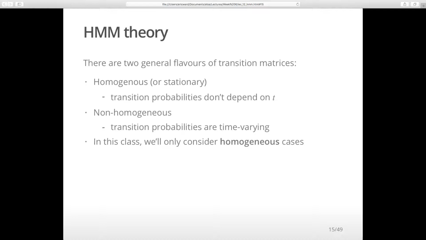There are two basic flavors of transition matrix. What are known as homogeneous or stationary transition matrices, which means that the transition matrices are fixed. They don't depend on t, the time step. Or the non-homogeneous case, where the transition probabilities themselves might be time varying. For the purposes of this class, we'll be focusing on the homogeneous case where these things are fixed in time, but we might allow for covariates, potentially even time-varying covariates, to affect what the transition probabilities are.